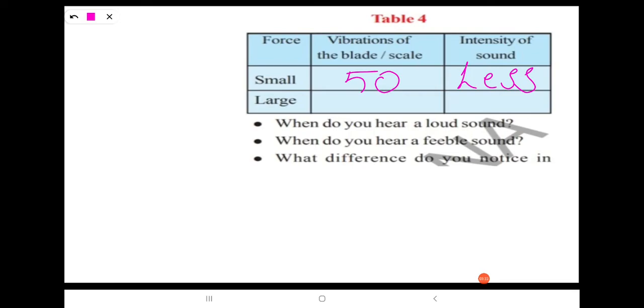If you are applying a large force on the scale or blade, at that time we will observe the vibrations of the blade or scale as 50. What is the intensity of sound? Here it is more.